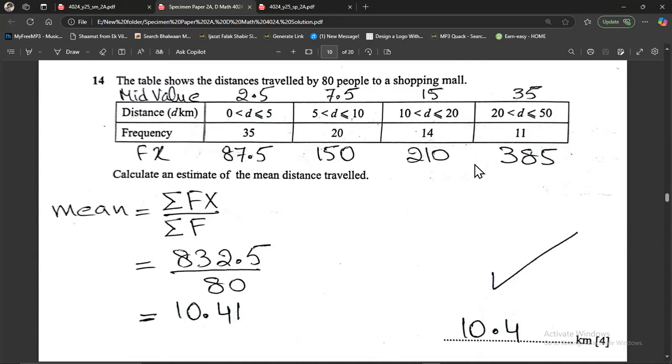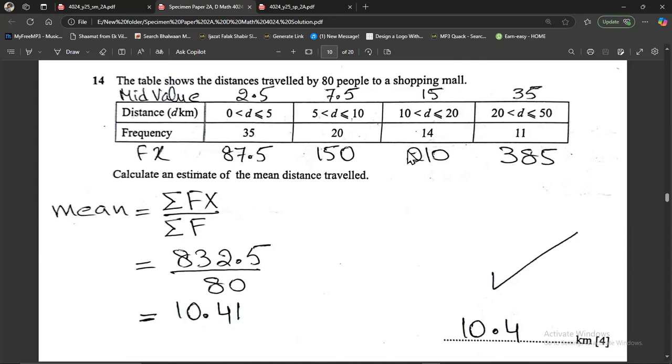Now the mean is summation fx divided by summation f. Summation fx means you add up this row. This is fx, so add them up. So 87.5 plus 150 plus 210 plus 385, and that is 832.5.